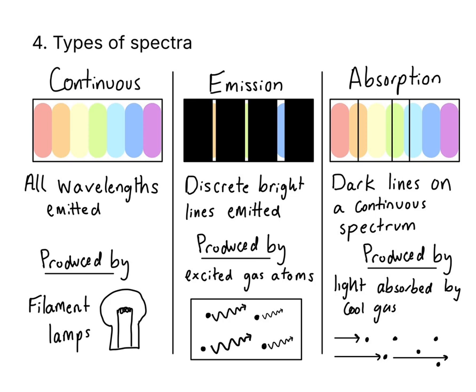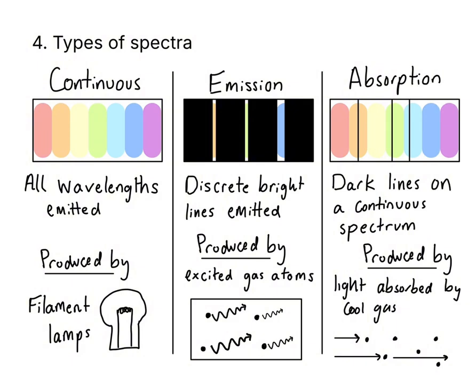Now, spectra. We study spectra because the light that a thing gives off tells you largely about what it is. This is a lot of how astrophysics works. A continuous spectrum contains every wavelength, blending smoothly. You can get this from hot, dense solids like a filament lamp.